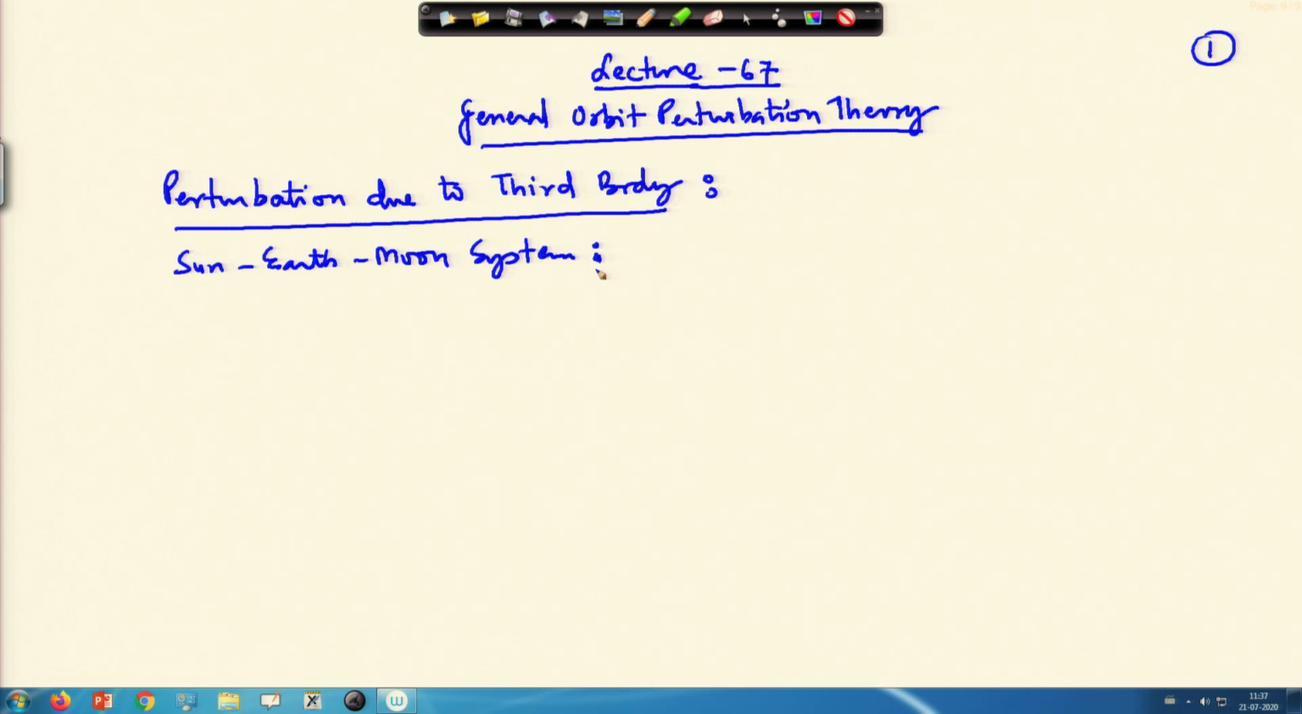Here in this case we can do a general treatment for this particular topic, but it is very long, and this lecture is going to be the last lecture on the general orbit perturbation theory. So, in very brief I will discuss the movement of the moon around the earth and getting perturbed by the sun. I will discuss it briefly, so that today we finish this topic and then we get into the orbit determination problem.